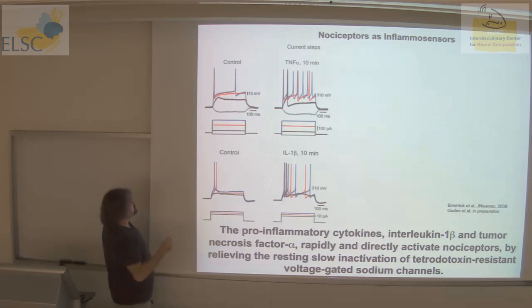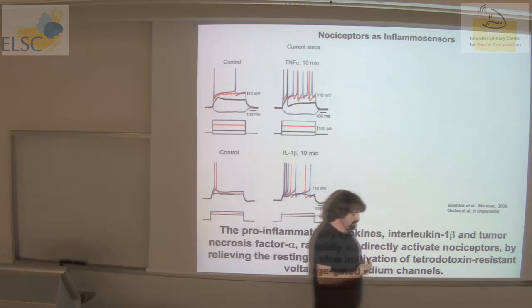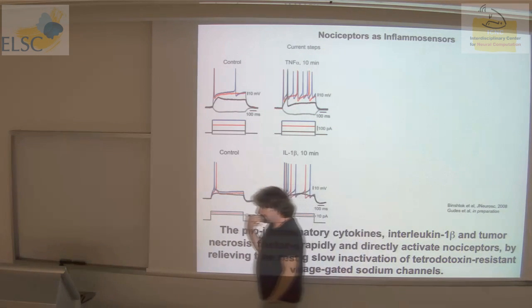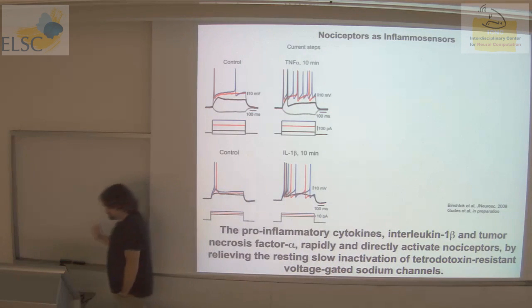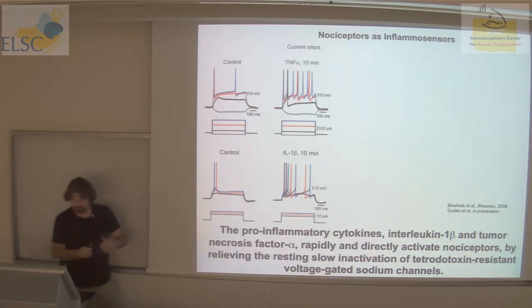We can see that a previously subthreshold stimulus, this one, now becomes suprathreshold. If the subthreshold stimulus here evoked only one action potential, here the stimulus evoked a train of action potentials. So IL-1 beta and TNF-alpha both activate and sensitize, or produce hyperexcitability of, pain neurons.